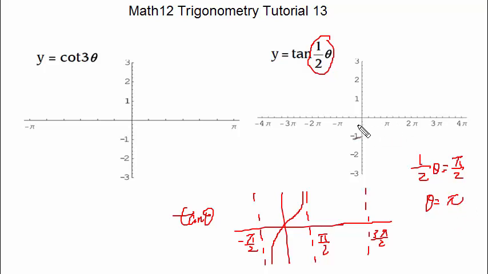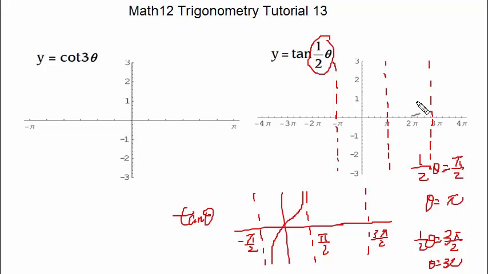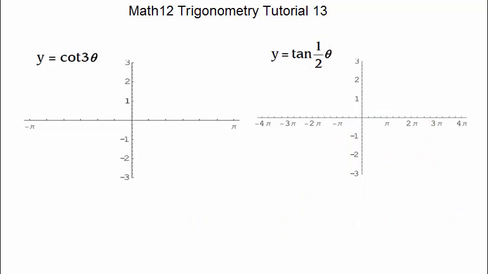So originally we have pi over 2 as the vertical asymptote. Right now we're going to have pi as the vertical asymptote. Another one, if we put negative pi here, of course we get negative pi. So negative pi is our vertical asymptote. If we put half theta equal to 3 pi over 2, then theta equals 3 pi. So we're going to have 3 pi as a vertical asymptote. And then we just draw the graph like that. And then another one. And then we're done.